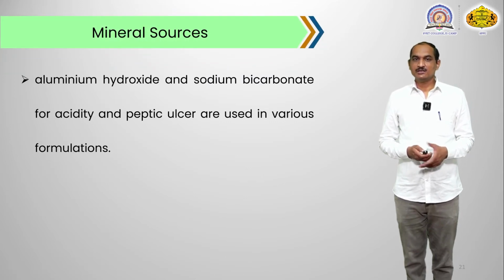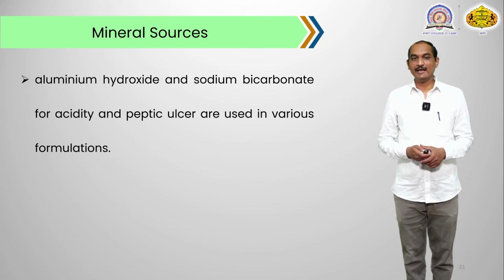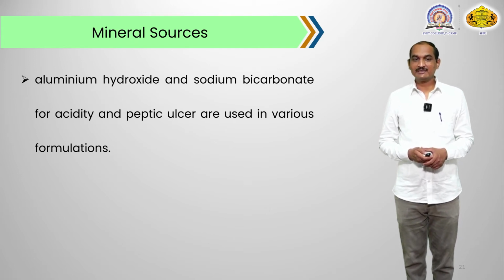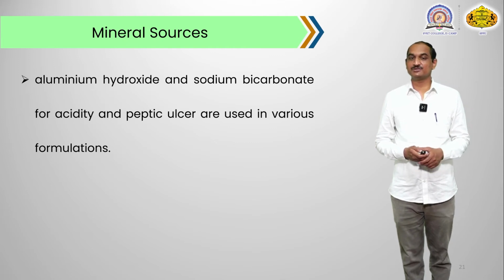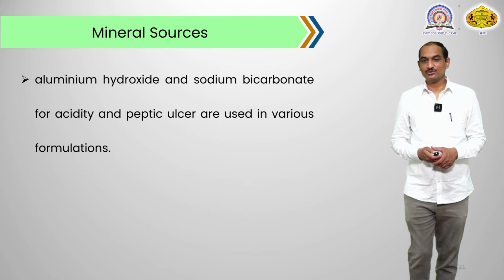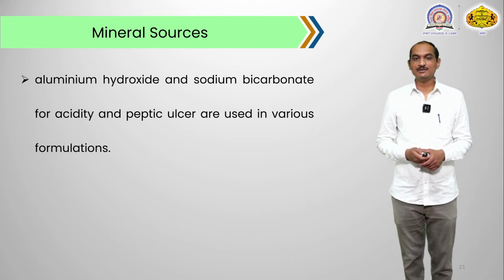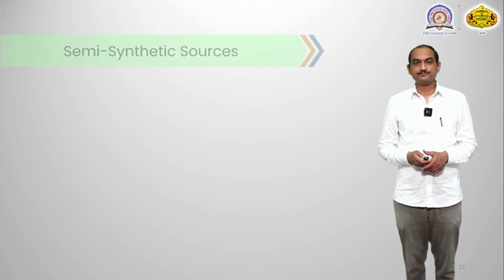Then a further example of the mineral source is aluminum hydroxide and sodium bicarbonate for acidity and peptic ulcer, used in various formulations. These are the mineral sources which are used for making drug formulations. For example, aluminum hydroxide and sodium bicarbonate are used for acidity and peptic ulcer, and are used in various formulations of drugs.